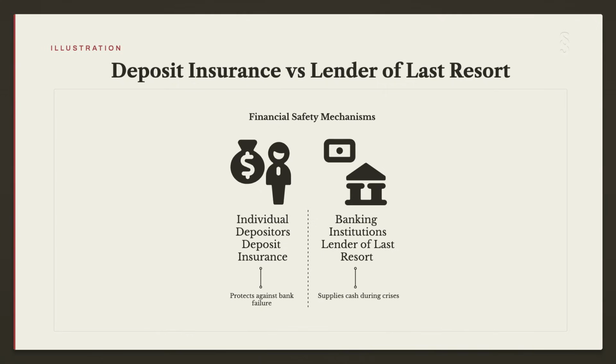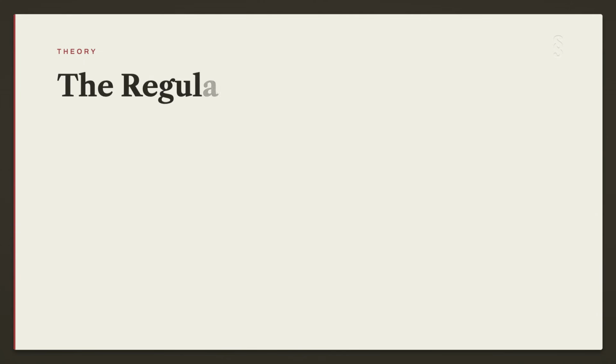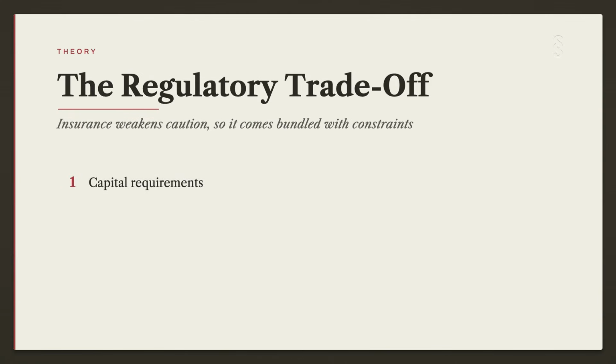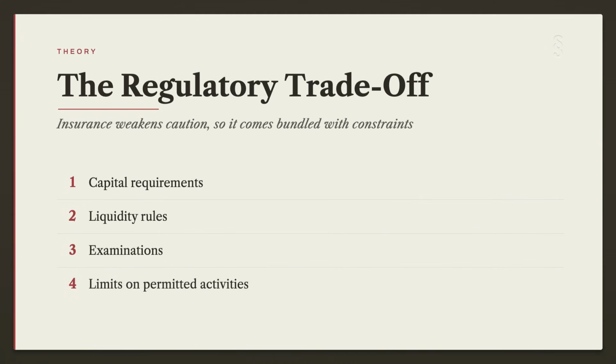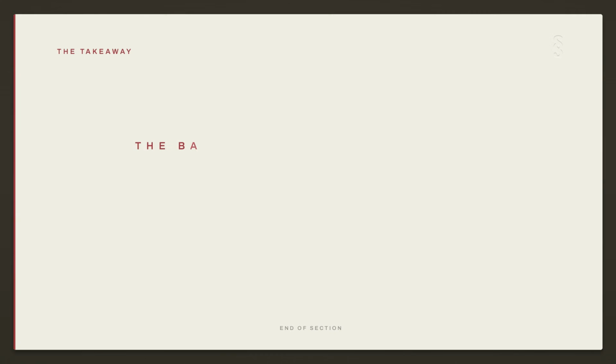Deposit insurance protects individual depositors by removing their incentive to run, while lender of last resort lends to institutions, supplying cash so withdrawal demands can be met anyway. Any guarantee weakens the guaranteed party's incentive to be careful, which is why deposit insurance arrives bundled with capital requirements, liquidity rules, examinations, and limits on permitted activities. Banks pay premiums and accept supervision as the price of access, and coverage is capped per depositor, so large depositors still have a reason to monitor their bank.